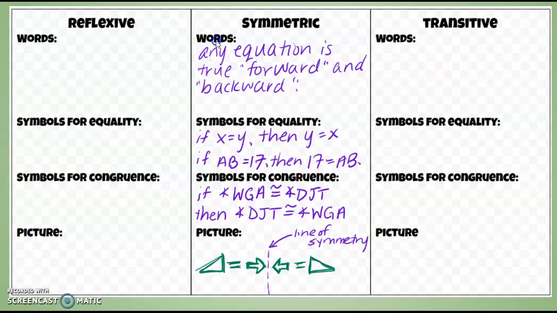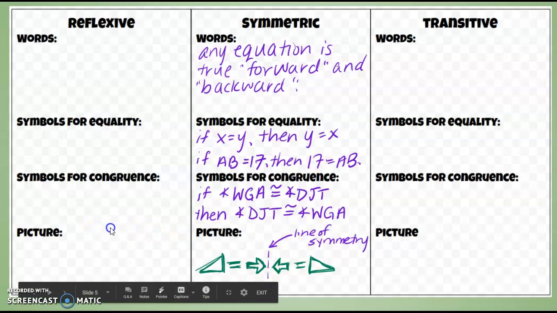For the symmetric property, any equation is true, quote, forward and quote, backwards. Okay, so if you have an equation, then you can switch the sides of the equation, and so the left side becomes the right side and the right side becomes the left side. If AB is equal to 17, then 17 is the length of AB. And you can say that back and forth either way. If angle WGA is congruent to angle DJT, then angle DJT is congruent to angle WGA. And this is line of symmetry, so this is a little bit different than reflexive.